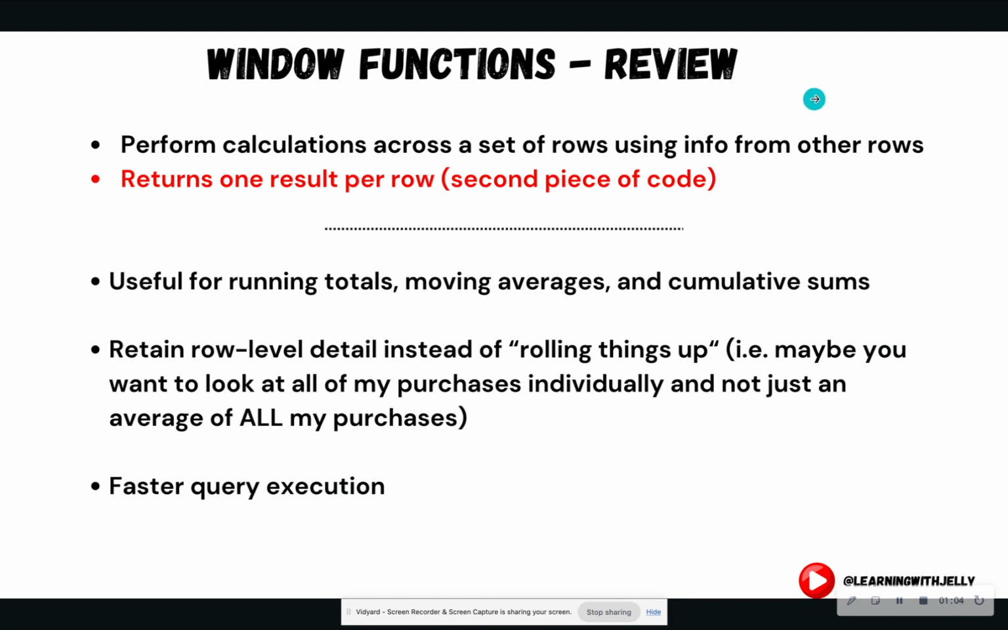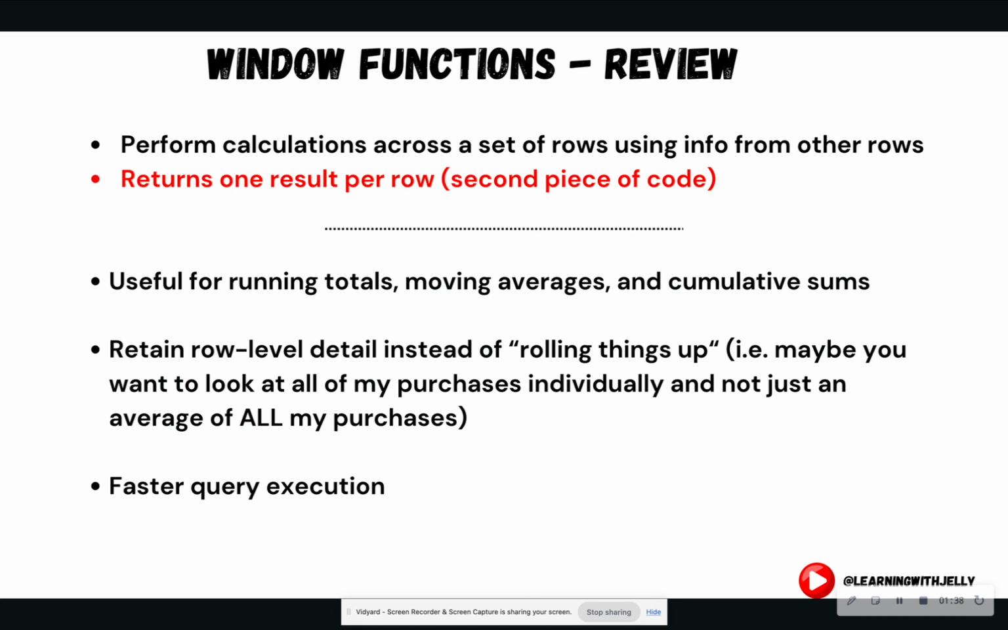So let's just review from part one exactly what window functions are. Window functions perform calculations across a set of rows using information from other rows. It returns one result per row. So, unlike other aggregate functions, like if you take the average of a group by, it'll only give you one result, versus keeping every individual row that already exists in the table intact and giving you a result per row.